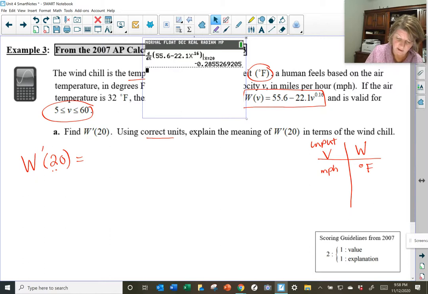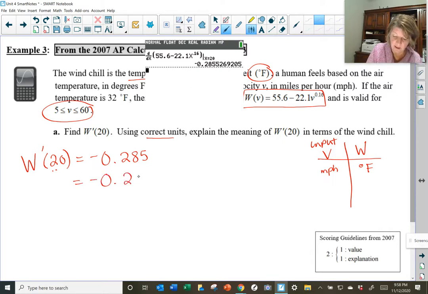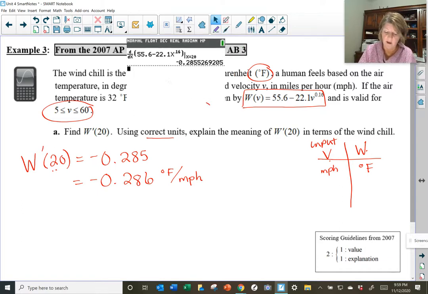Now, that answer would be negative 0.285, or another acceptable answer was negative 0.286. What would the units be? Output over input, degrees Fahrenheit divided by miles per hour. Kind of a weird unit. It would have been hard, I think, to come up with without a little bit of this analysis over here. Now, in context to the problem, what does it mean?